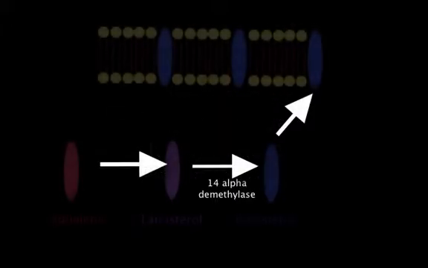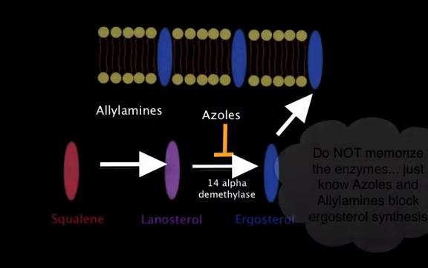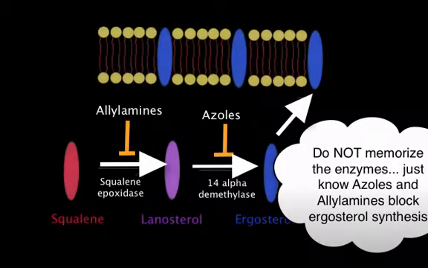The second important class of drugs that blocks this pathway is known as the allylamines, which act by inhibiting squalene epoxidase in the early stages of ergosterol synthesis.